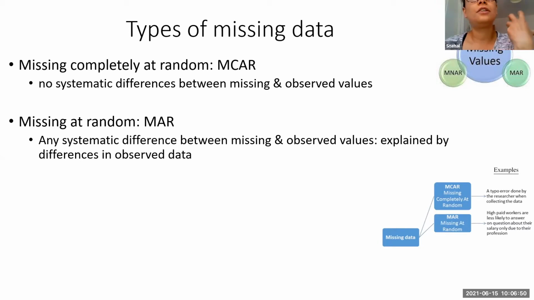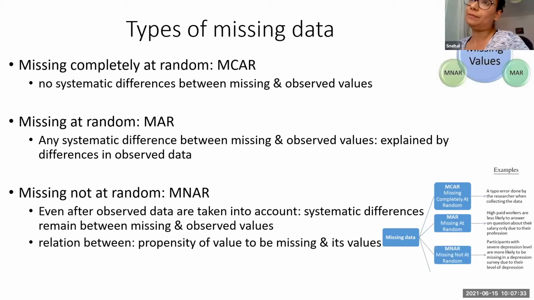So for example, say in your data set, you have questions about social class and salary, okay? And you notice that salary information is missing. But then when you try to look at it and you try to understand why the salary data is missing, you will notice that people of a higher social class tend to not report their salary because they don't want you to know that they're earning the big bucks, okay? So you have missing data in salary, and there are systematic differences between observed and missing values in salary, but that missingness is explained by your social class, okay?